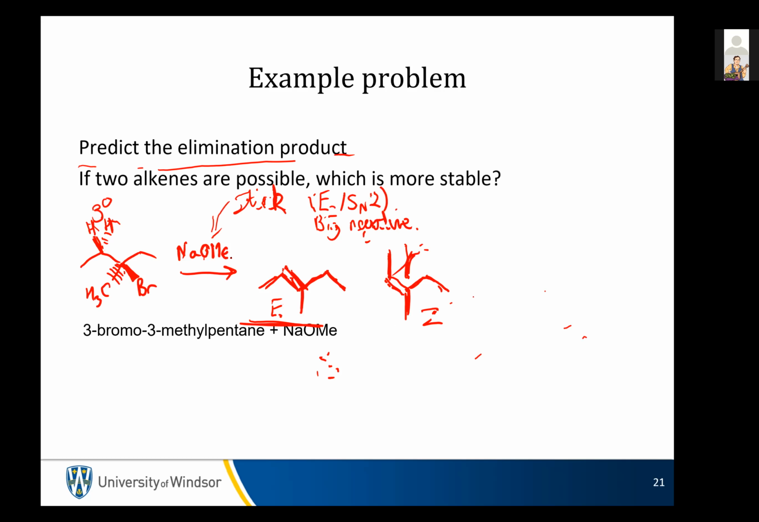E and Z. Yeah, well, it's E because the two big groups, the methyl and the ethyl group, are on opposite sides of the double bond. And Z because the big groups, the methyl compared to a hydrogen is big, and the ethyl compared to a methyl is big, are on the same side. So stick and ball.